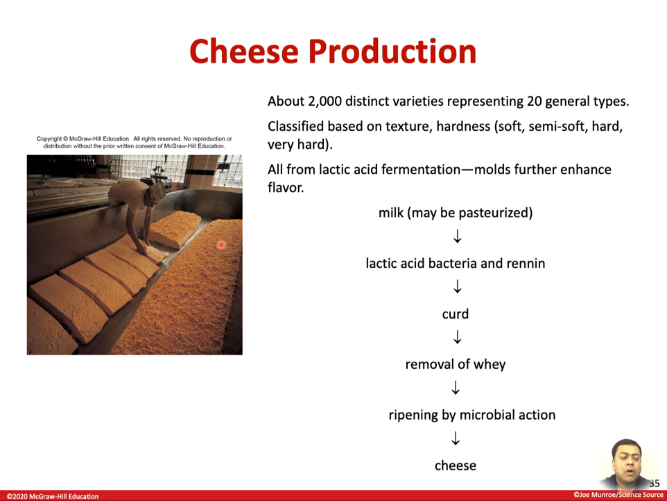They can be added with salt, different flavoring agents, or placed in brine, for example mozzarella cheeses. And then it can also undergo ripening by microbial action. And sometimes there are cheeses like blue cheese or Roquefort cheese, where a particular mold is used.